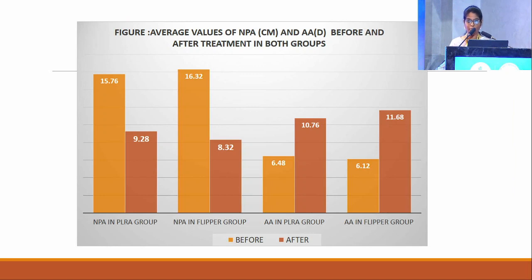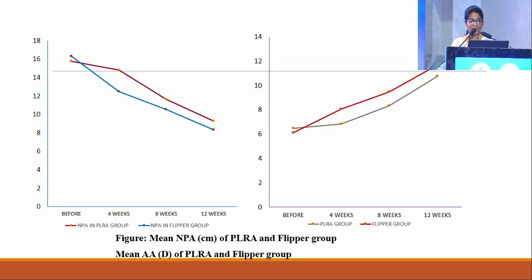This is a bar diagram showing the improvement. And this is a line diagram showing the improvement in the flipper group and the PLRA group. At the end of 12 weeks, the values are almost equal in both groups, but there is a faster attainment of the normal value in the flipper group. And this is the accommodative amplitude comparison between the flippers and the PLRA. At the end of 12 weeks, the results are the same, but there is a faster improvement in the flipper group.